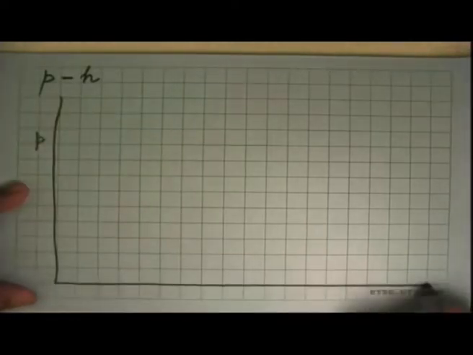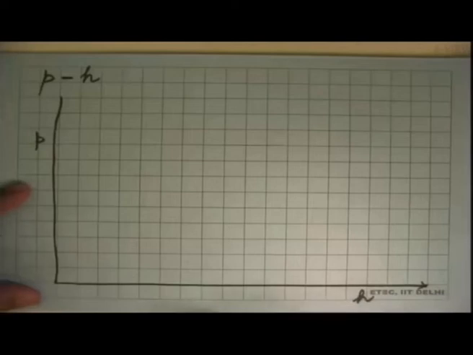So on the y-axis of the pH diagram we have P, and on the x-axis we have specific enthalpy H.